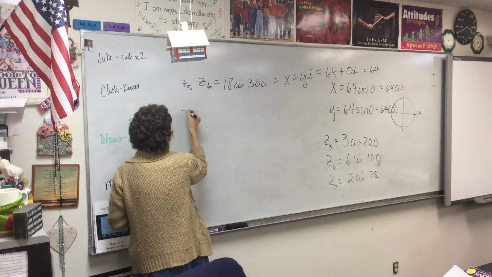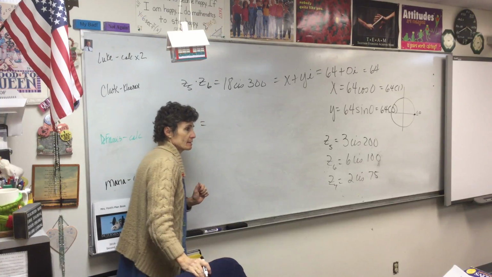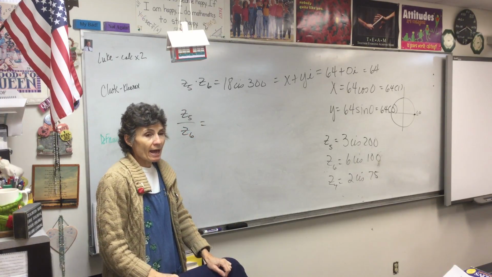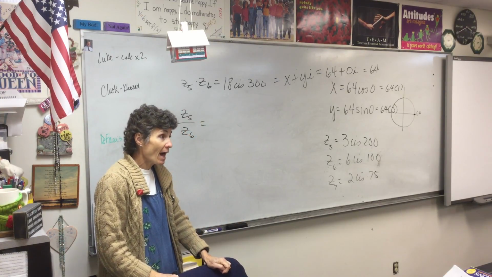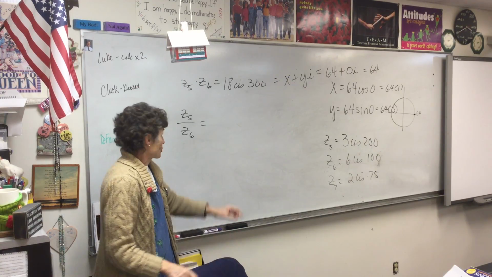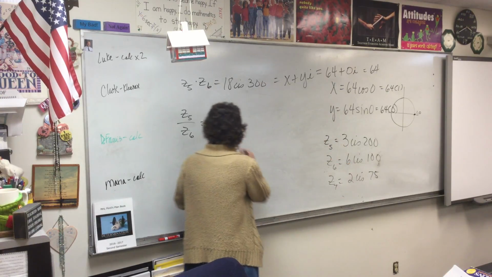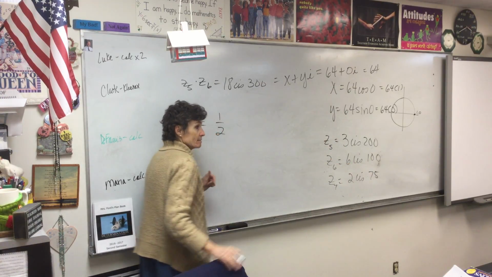But what if I said Z sub 5 divided by Z sub 6? Do you have a thought about that? 3 divided by 6, 100. So instead of multiplying 3 times 6, maybe I would divide 3 and 6? It'd be 1.